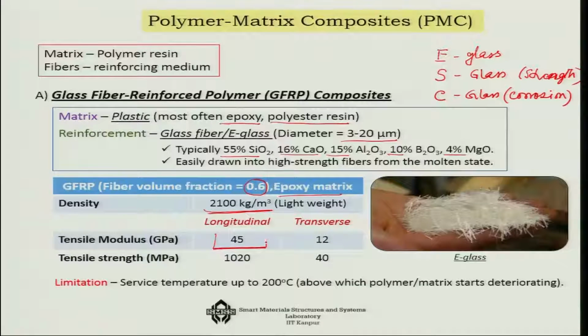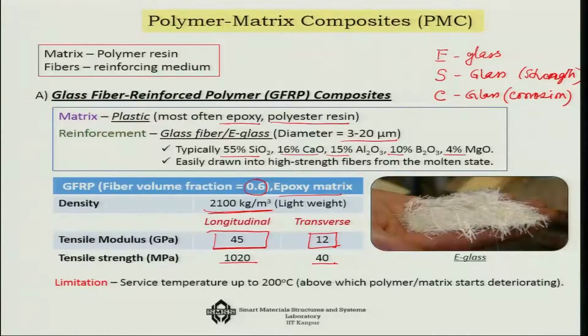This is the longitudinal modulus, and the transverse modulus is much lower, that is 12. If you remember the spring analogy that I showed in the last class, that explains this. Then the tensile strength is about 1020 MPa in the longitudinal direction and about 40 MPa in the transverse direction. The only limitation... structurally it is quite good.